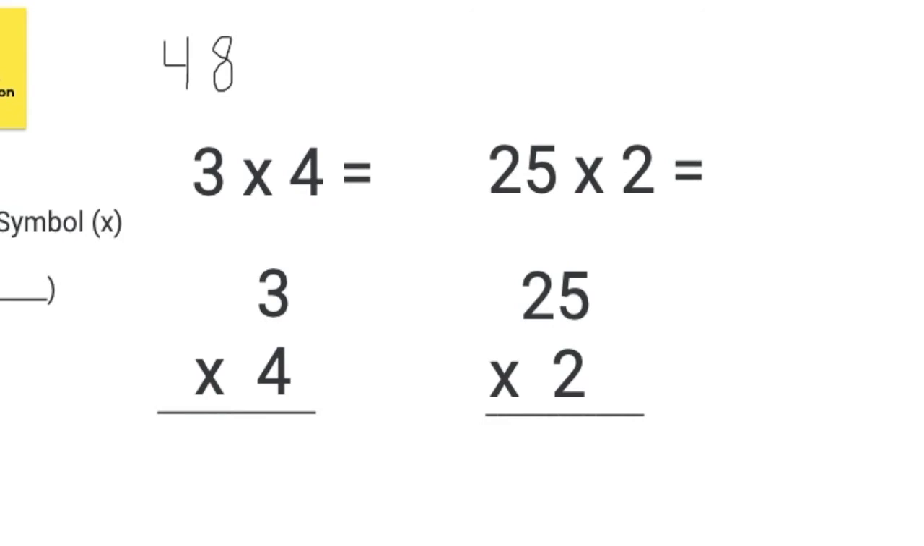And so if we look here, either way we end up at 12, whether we count 3 groups of 4 or 4 groups of 3. And so the product of this problem is 12.